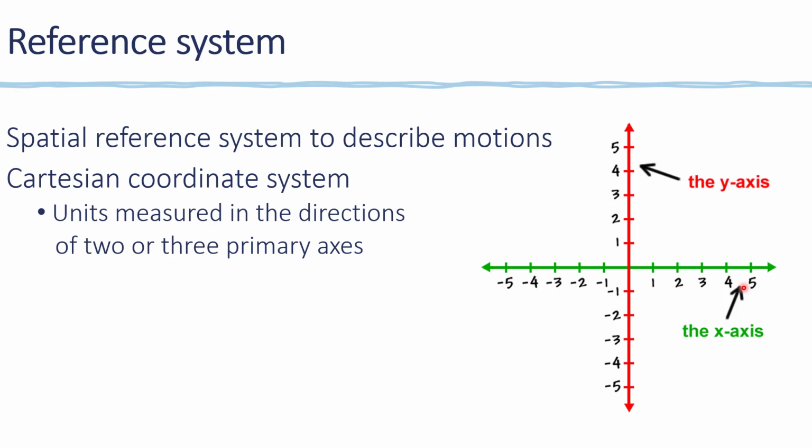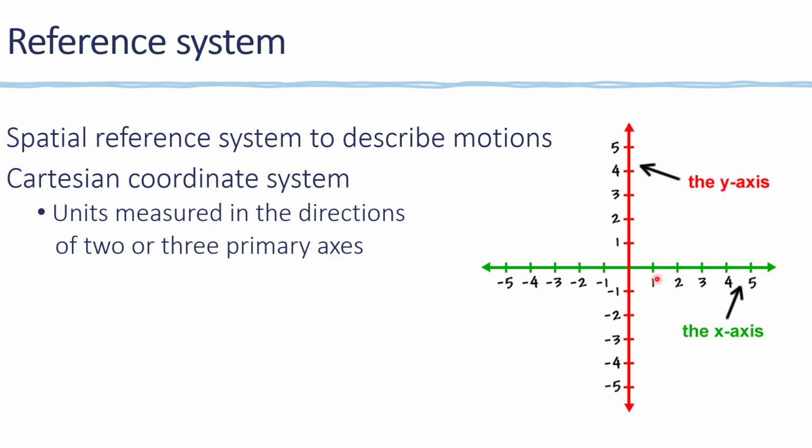And the system that's most commonly used in biomechanics is a Cartesian coordinate system. So in a Cartesian coordinate system, the units are measured in the directions of either 2 or 3 primary axes. So you would have either a 2-dimensional or a 3-dimensional movement. And movements that are primarily in a single direction, such as running or cycling or jumping, those can be analyzed using a 2-dimensional Cartesian coordinate system, like the one that's shown here.